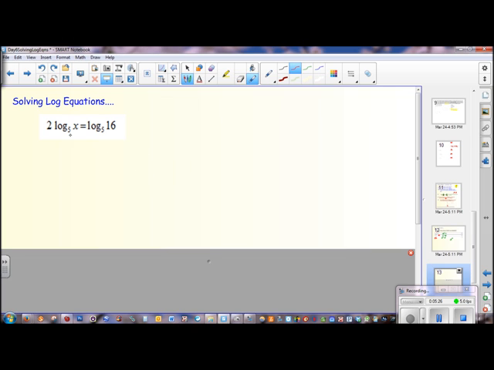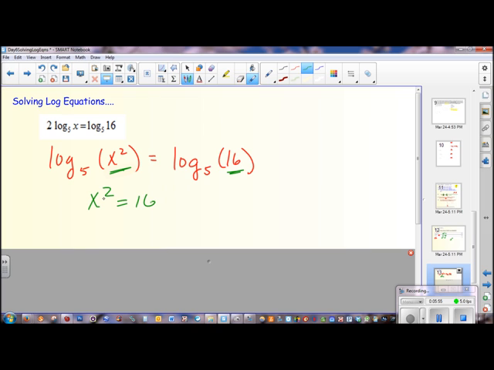I'm looking at 2 log base 5 of x equals log base 5 of 16. Well, I'm going to take that 2 and swoosh it back up as an exponent. I'm going to turn the left-hand side into log base 5 of x squared, equals, on the right-hand side, still log base 5 of 16. And now, what we talked about on the first slide is that the only way for this to be a true statement is if these two arguments are equal. So let me set x squared equal to 16.